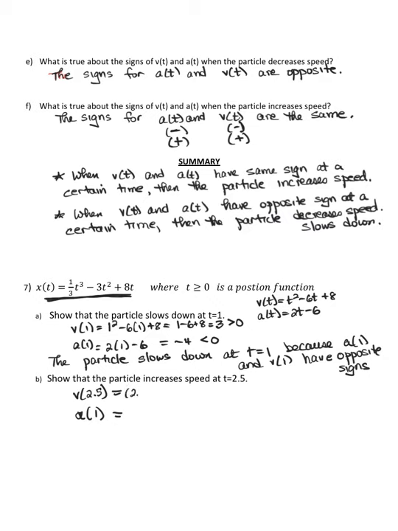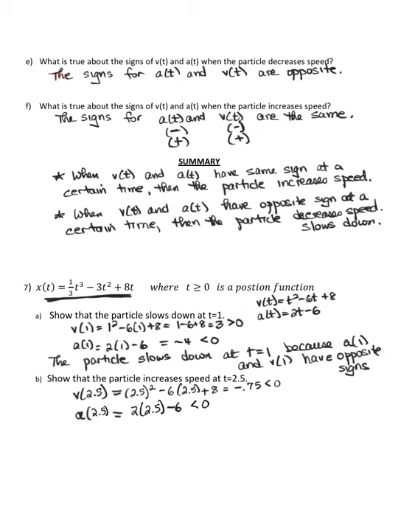We get 2.5 squared minus 6 times 2.5 plus 8. And that answer is negative. It's a negative 0.75, which is less than 0. Now we have to look at the acceleration at 2.5, which is 2 times 2.5 minus 6. Well, that's 5 minus 6, which is negative 1, which is less than 0.